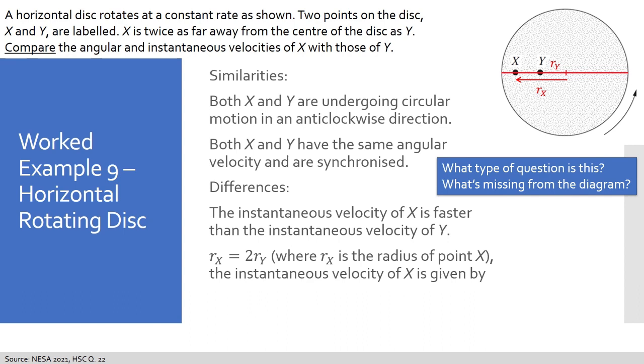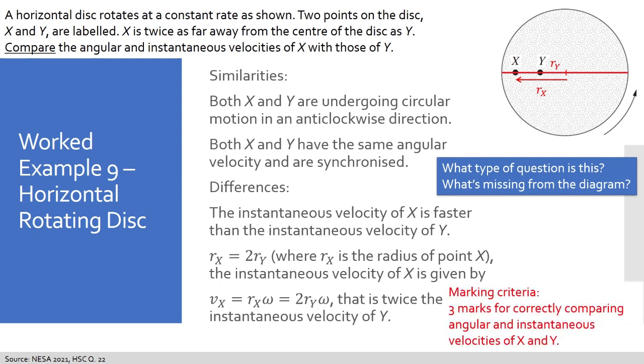So that means the instantaneous velocity of X is given by v equals r omega. So Vx equals Rx omega, which equals 2 Ry omega. That means that Vx is twice the instantaneous velocity of Y. Now that's an important distinction. And 3 marks are given for correctly comparing angular and instantaneous velocities of X and Y.